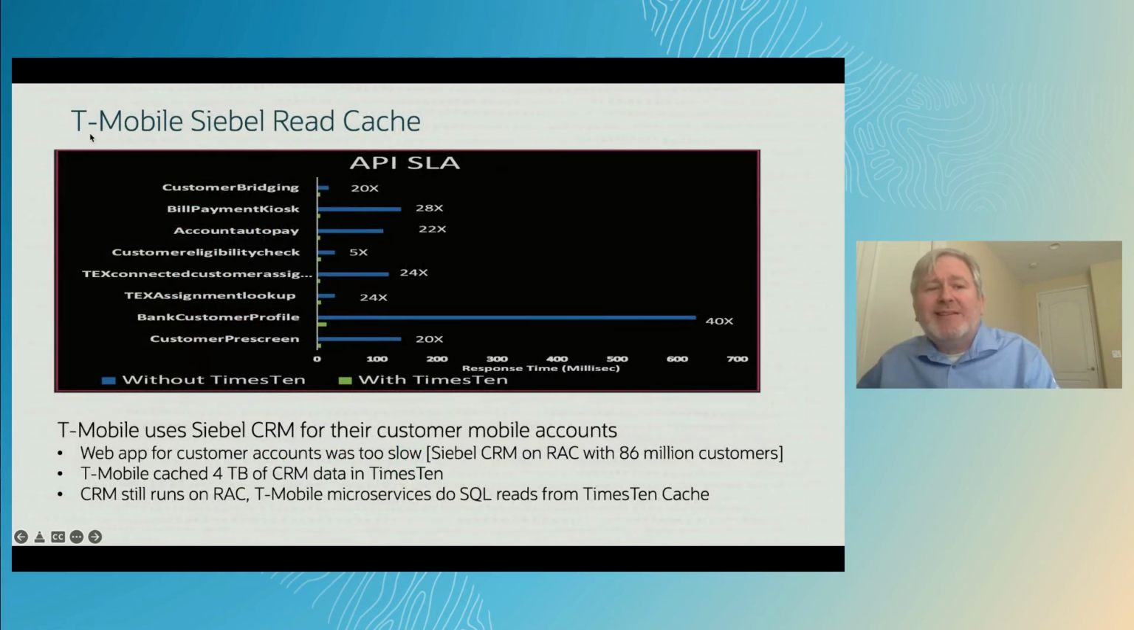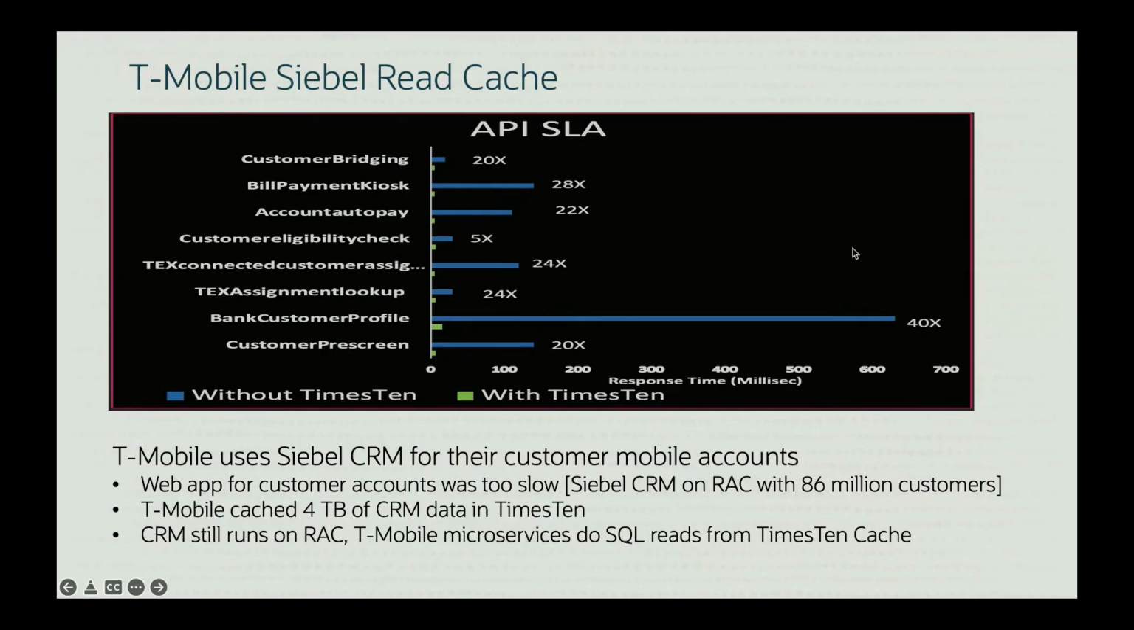Another reference customer is T-Mobile. If you're a T-Mobile customer on T-Mobile.com, your customer account information is stored in Oracle Siebel CRM. That's a very high functionality system. What T-Mobile was finding was that the performance to access that customer information was not as fast as they wanted, even with a big, powerful RAC, Real Application Cluster, Oracle database. So T-Mobile took their existing web services, and instead of connecting to RAC to get that data, they connected to the TimesTen cache.